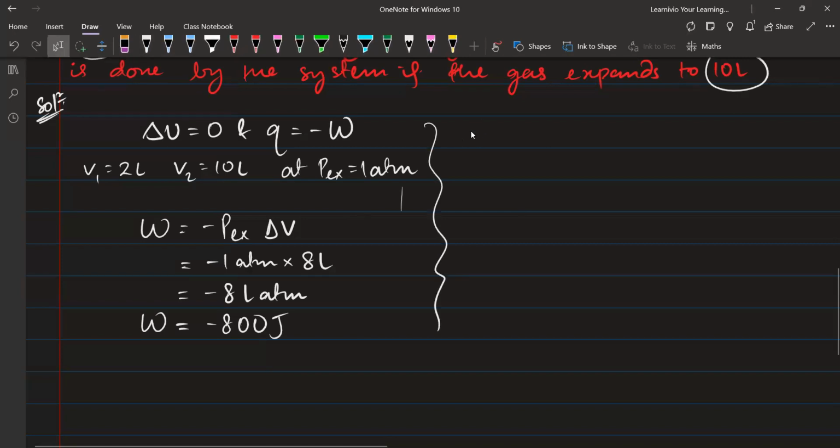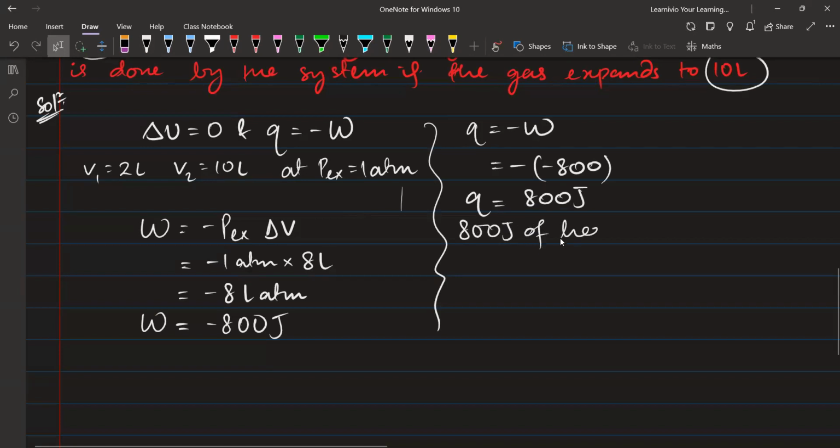How much heat was absorbed? Q is equal to minus W. So this will be equal to minus of minus 800. This will be equal to 800 joules of heat was absorbed by the system. So you can say that 800 joules of heat was absorbed by the system.